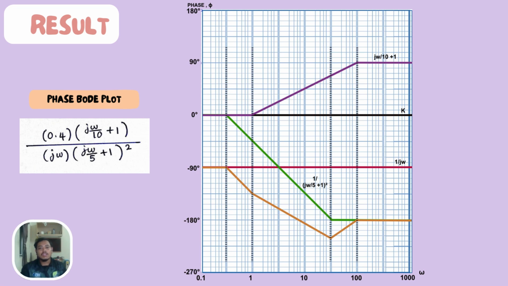Next, at 0.5 radian per second, we plot negative 90 degrees, and for 1 radian per second at negative 135 degrees. For 100 radian per second, we plot at negative 250 degrees, and 400 radian per second at negative 180 degrees. So the orange line is the resultant line.